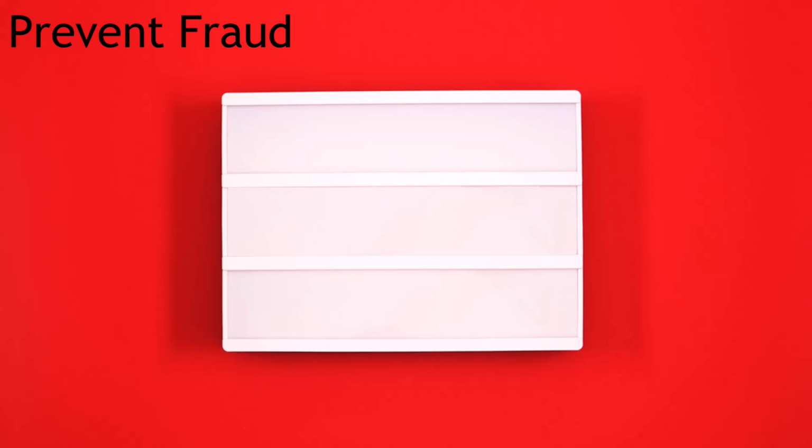Now let's review helpful tips to prevent fraud. The first tip is to submit your W-2s on time. W-2s can be submitted as early as January 1st of the year following the close of the calendar year and are due no later than January 31st. File as soon as possible to prevent fraud and avoid late penalties and interest.